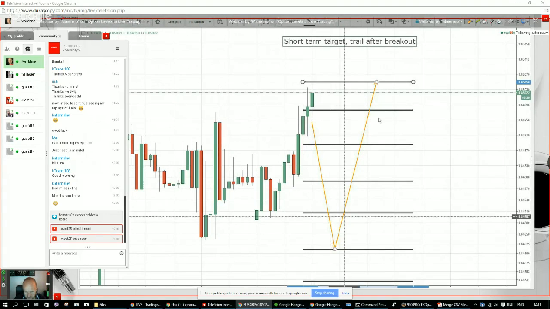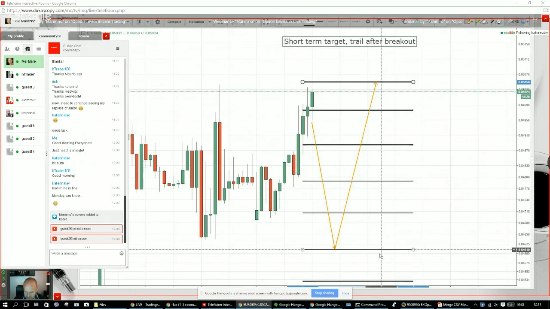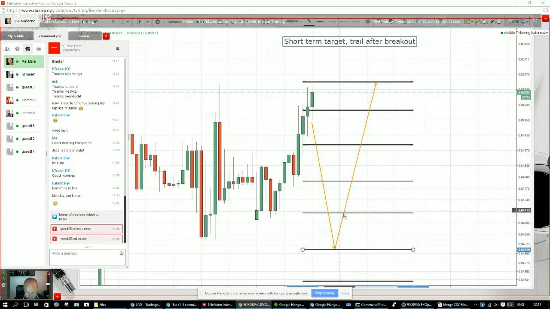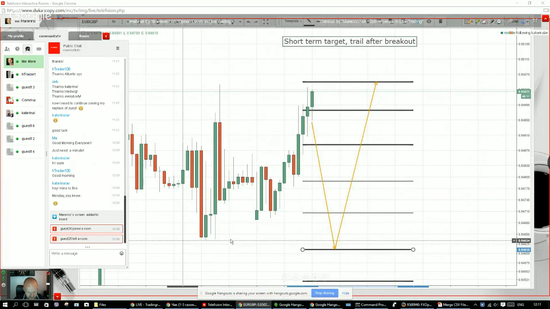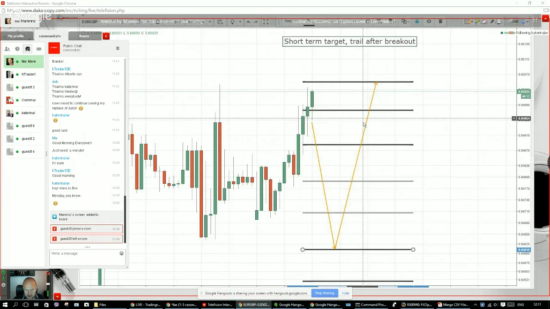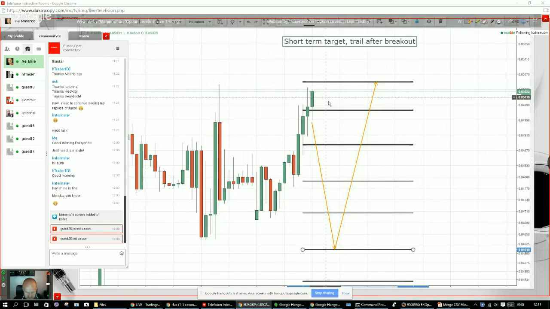We do have a resistance at this area here, which is 0.84610. I wouldn't even consider these two levels here, because this one is triggering all the stop losses below this level and this level as well. So that's something that might happen. I don't see any particular entries at the moment.